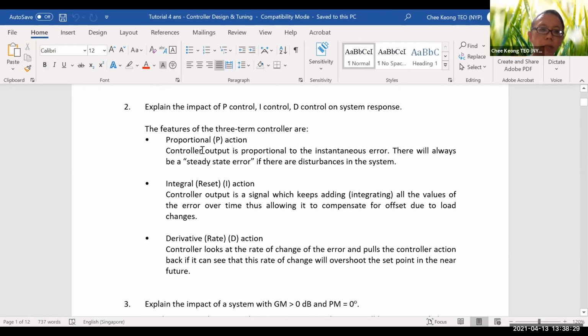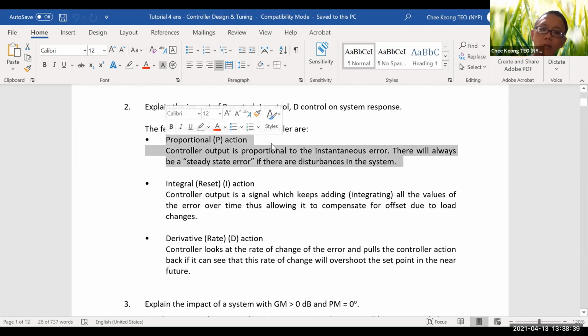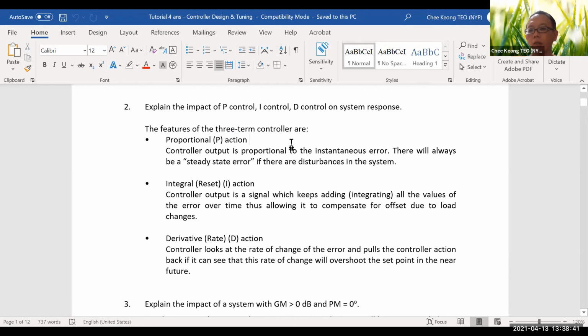P controller, the P action is actually proportional to the instantaneous error. There will also be a steady state error if there is any disturbance in the system. But we, by and large, understand that the P controller looks at the present, and by increasing the P controller, you can reduce the steady state error. But too high a P controller will result in oscillation.